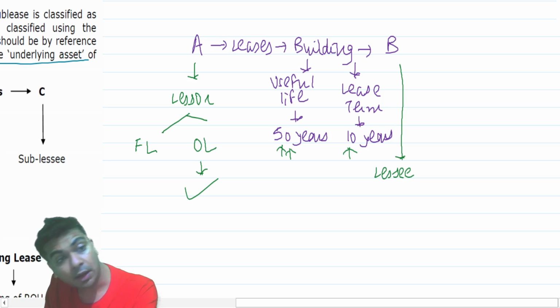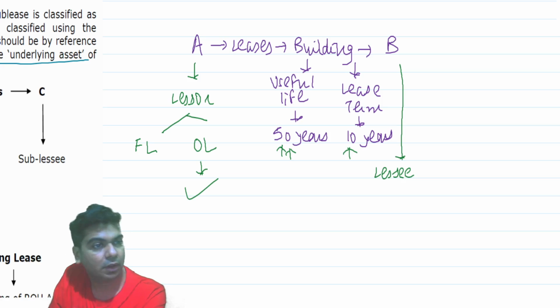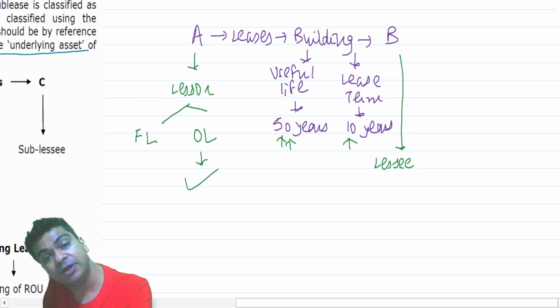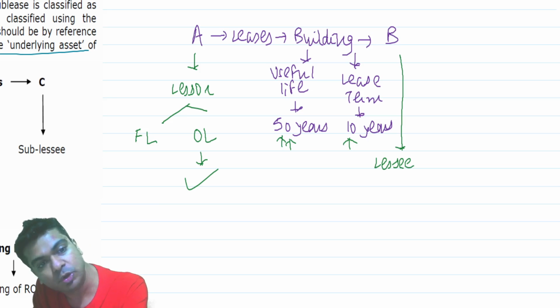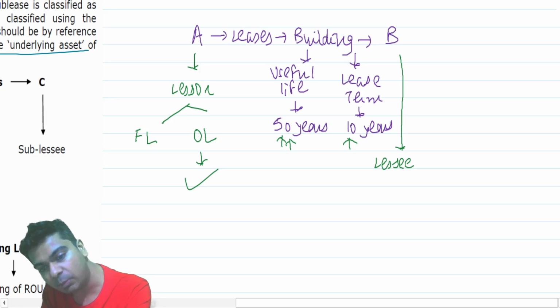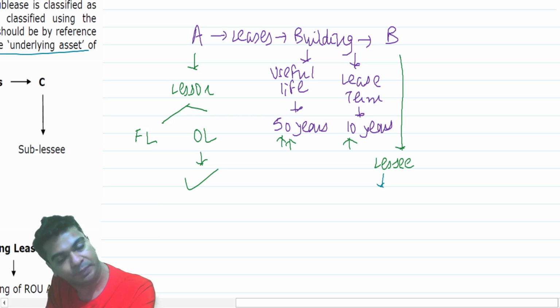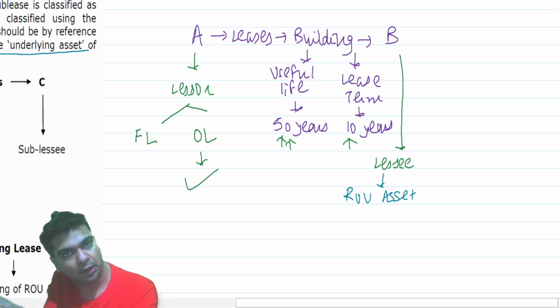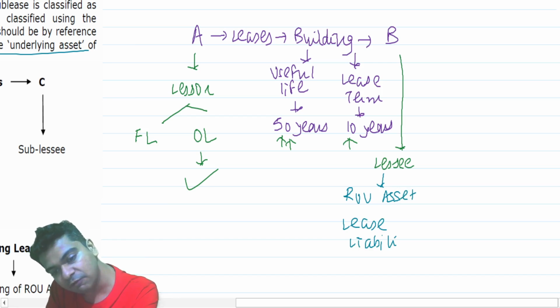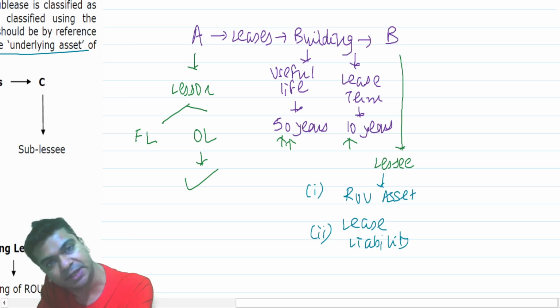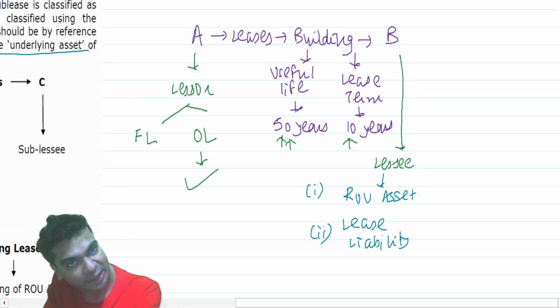Now, what about the lessee? In the books of the lessee, we do not have any concept of finance lease or operating lease. So what will the lessee do? The lessee will recognize the ROU asset, and the lessee will recognize the lease liability. You will follow the requirements of Ind AS 116. You will measure the ROU asset at cost.